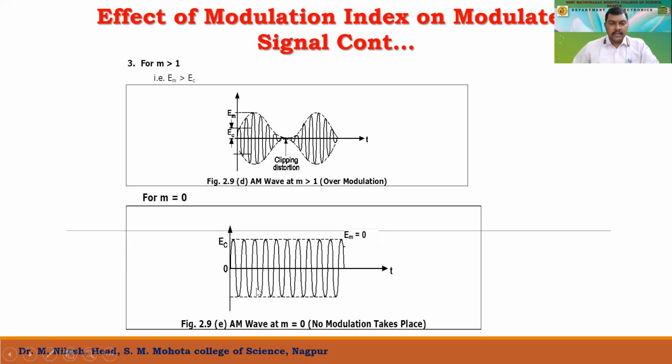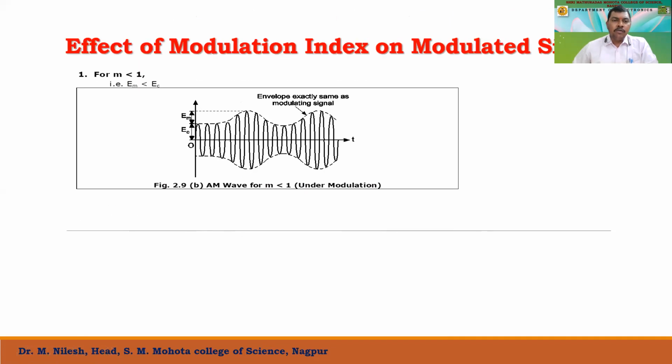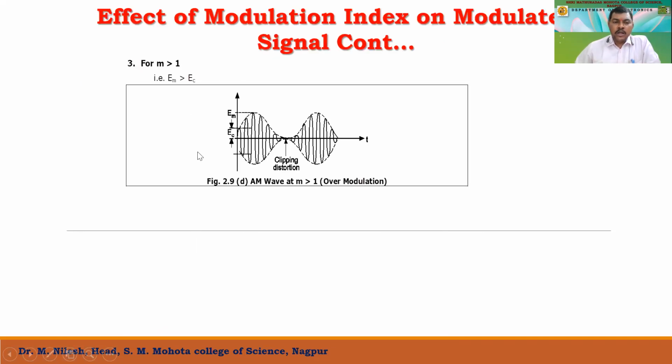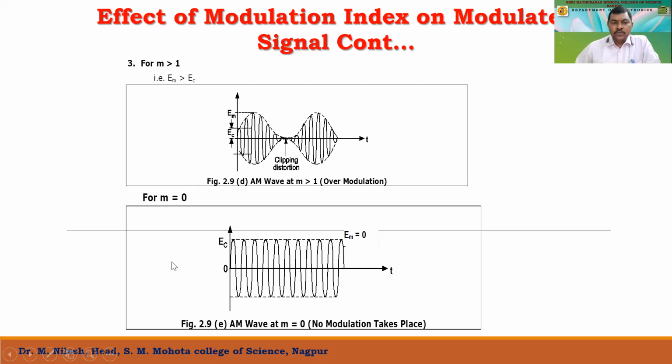So this is the carrier wave, and here EM will be equal to EC, and we call this no modulation, where M, the modulation index, is 0. So this is the basic effect of modulation index on the modulated signal that we are expecting to appear across the output of a modulator. This is when M is less than 1, this is M equal to 1, this is M greater than 1, and this is M equal to 0. If M equal to 0, there will be no modulation.